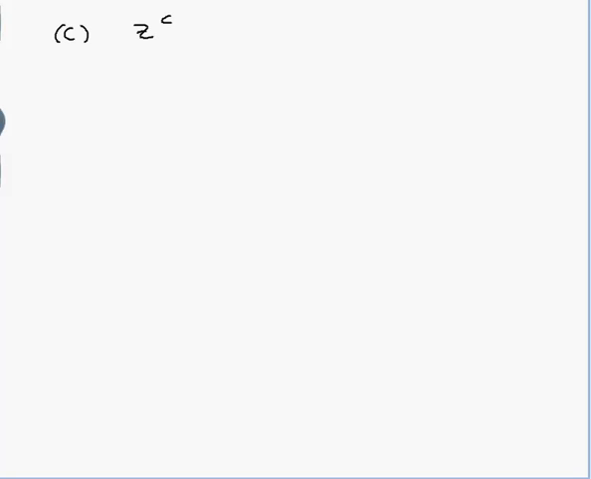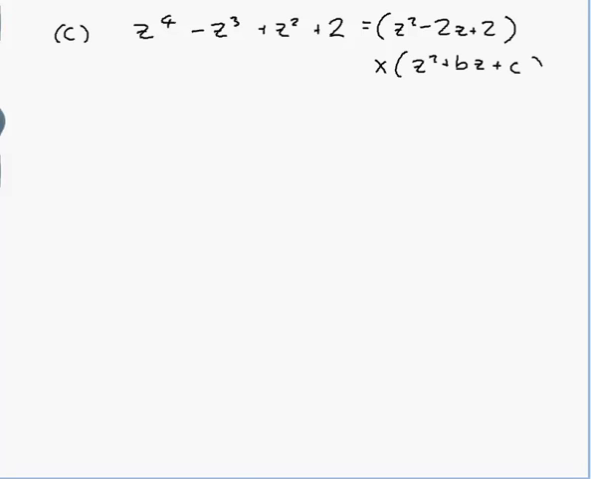So z to the power of 4 minus z cubed plus z squared plus 2, and let's let it be equal to z squared minus 2z plus 2, which we've already got, times z squared plus bz plus c. Now, by rights, it probably should be az squared plus bz plus c, but I know that the biggest power is 4. I've got a z to the 4 there, and the only way to get 1z to the 4, if I've already got 1z squared, is to multiply it by a 1z squared. So I can shortcut my time there.